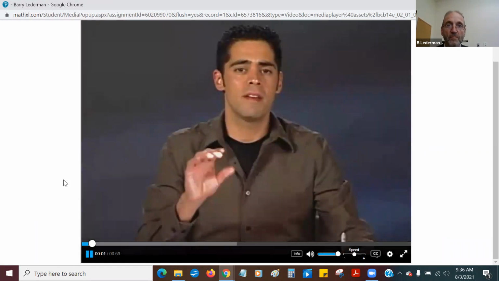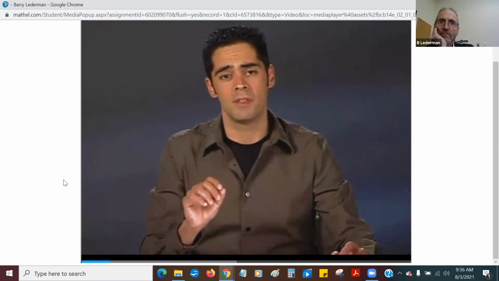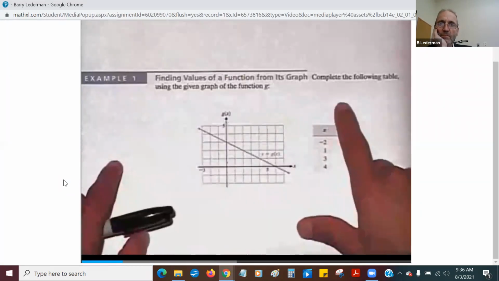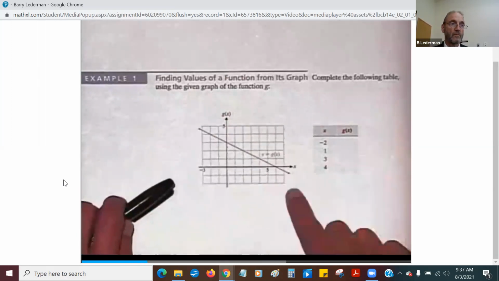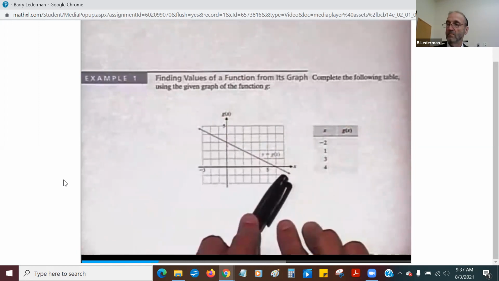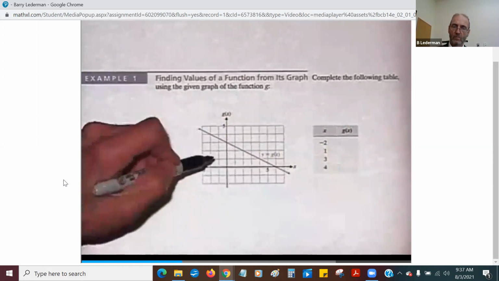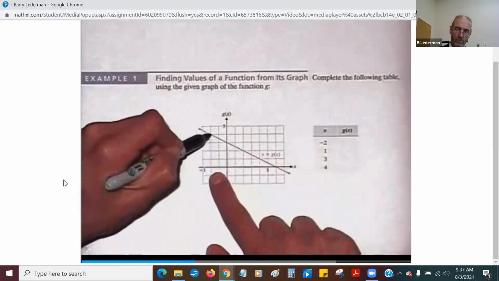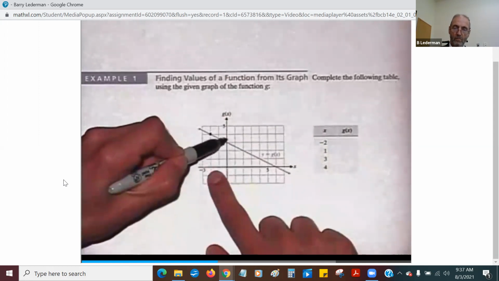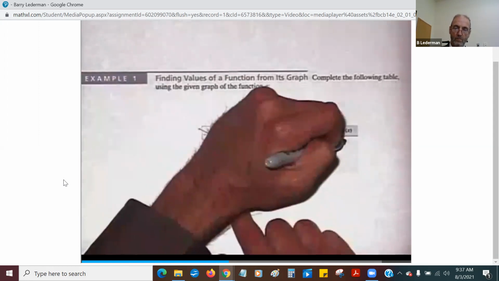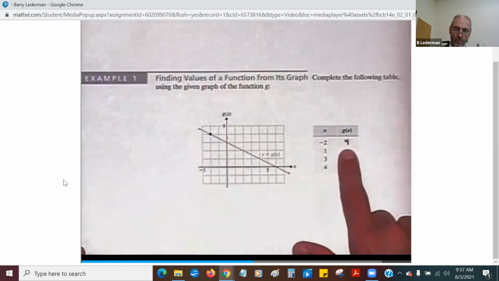In this example, we're going to take a look at the graph of a function and try and determine the value of the function at some specific points. So here, we're asked to complete the following table using the given graph of the function g. So here's this line, and what we are asked to do is complete this table. So at negative 2, I'm going to go to my x value of negative 2, and I'm going to go up to my graph, and I'm going to notice that at negative 2, I appear to be about 1, 2, 3, about 4 units off the x-axis. So I'd say that the corresponding value of the function is 4.